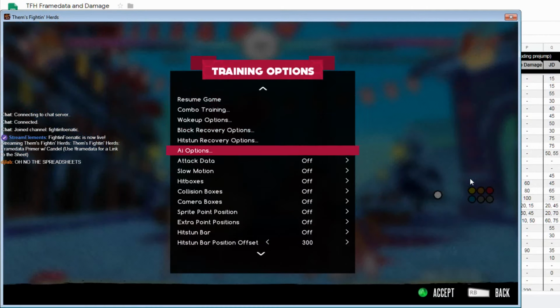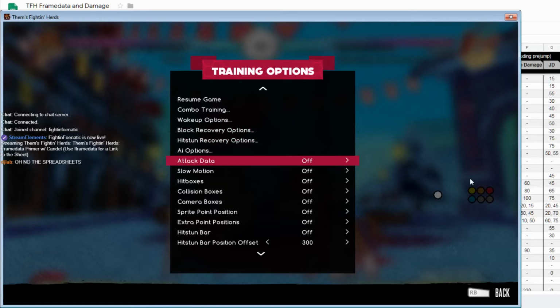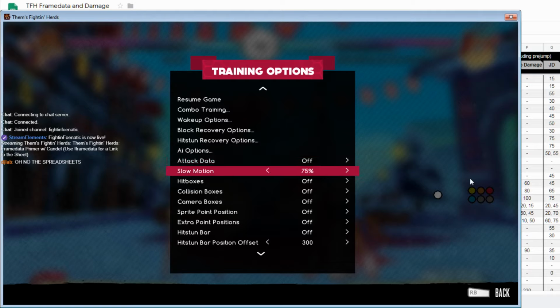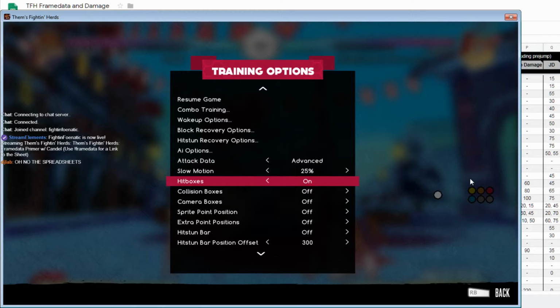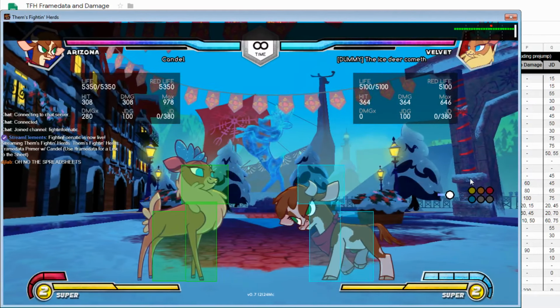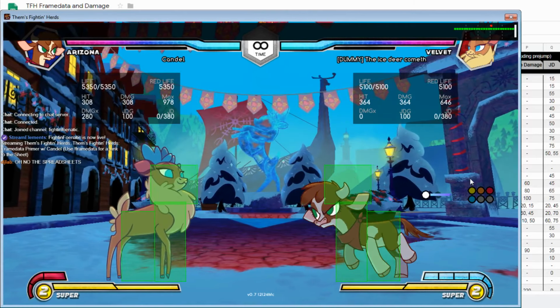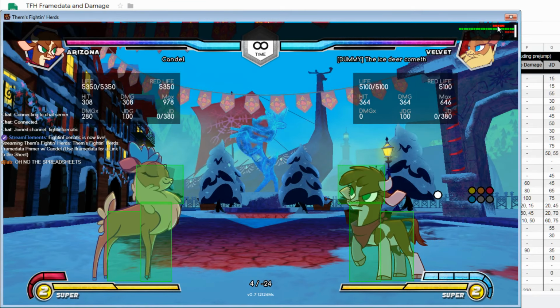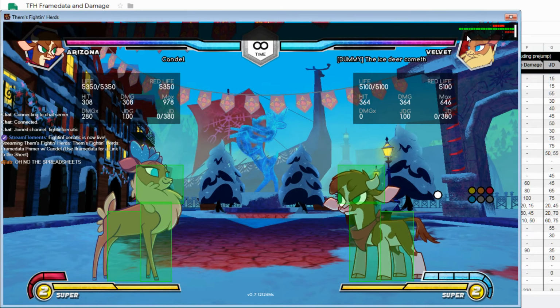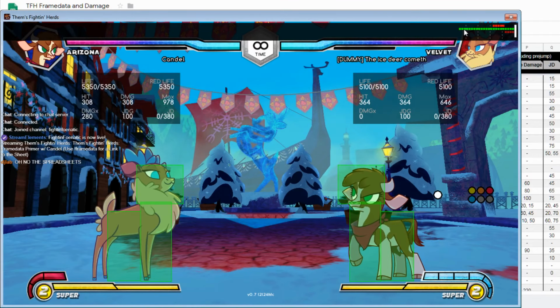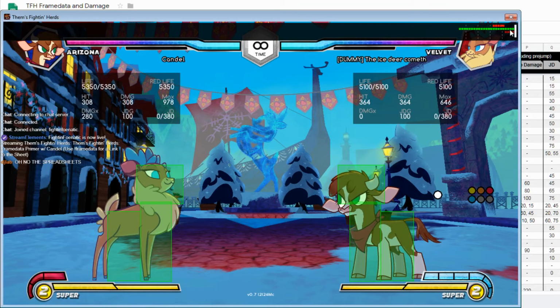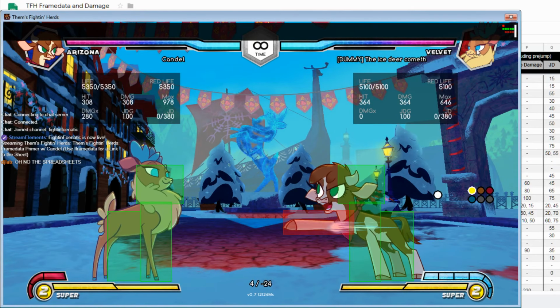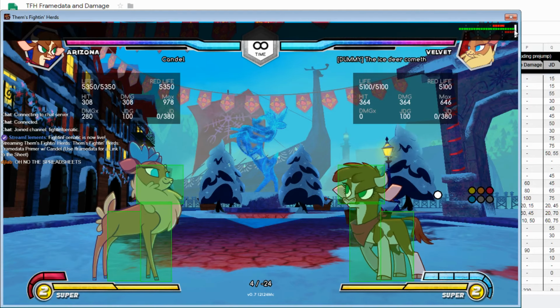You can easily demonstrate this. I can demonstrate the different parts of an attack just by going into training options, going to attack data hitboxes, and turning those to advanced and on. So now we're in slow motion. Everything's a lot slower, and you can actually see the individual frames. Now, when I attack, look very closely at that little top right corner. You have all these little squares, and these squares are the individual frames of your attack.